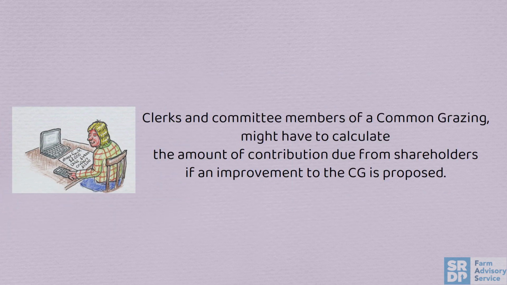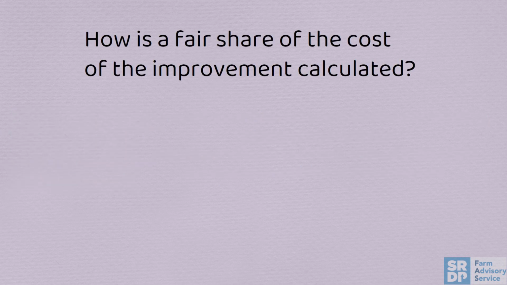Clerks and committee members of a common grazing might have to calculate the amount of contribution due from shareholders if an improvement to the common grazing is proposed. But how is a fair share of the cost of the improvement calculated?